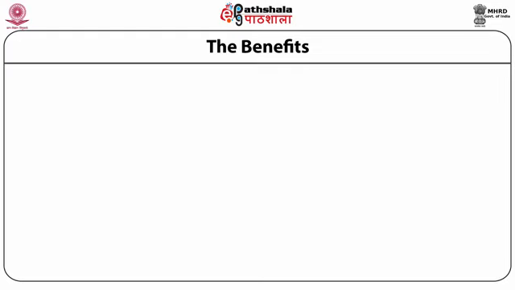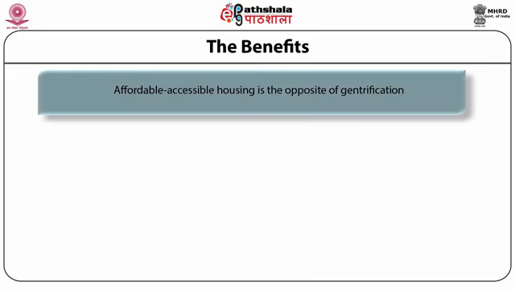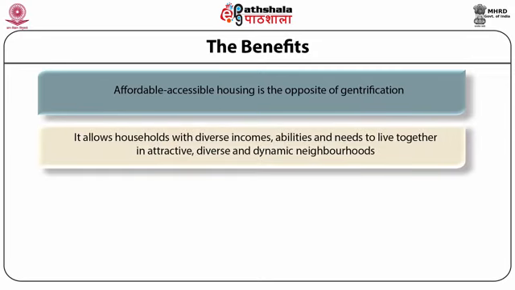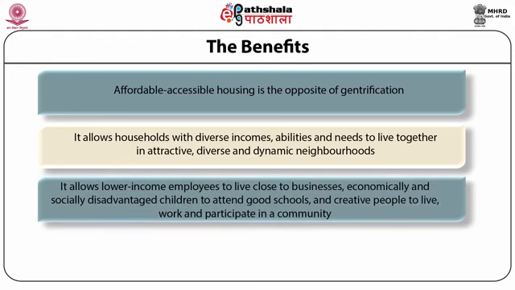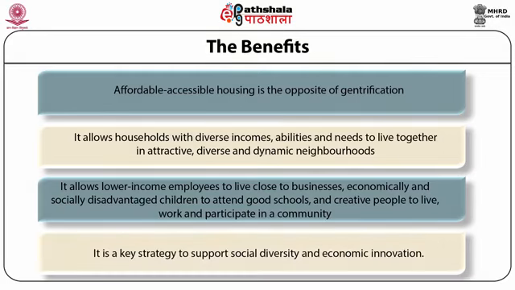Number one, the benefits. Affordable accessible housing is the opposite of gentrification, that is, the displacement of lower income households by wealthier households as urban neighborhoods become more attractive. It allows households with diverse incomes, abilities, and needs to live together in attractive, diverse, and dynamic neighborhoods. It allows lower income employees to live close to businesses, economically and socially disadvantaged children to attend good schools, and creative people, that is, students, artists, and entrepreneurs, to live, work, and participate in a community. It is a key strategy to support social diversity and economic innovation.